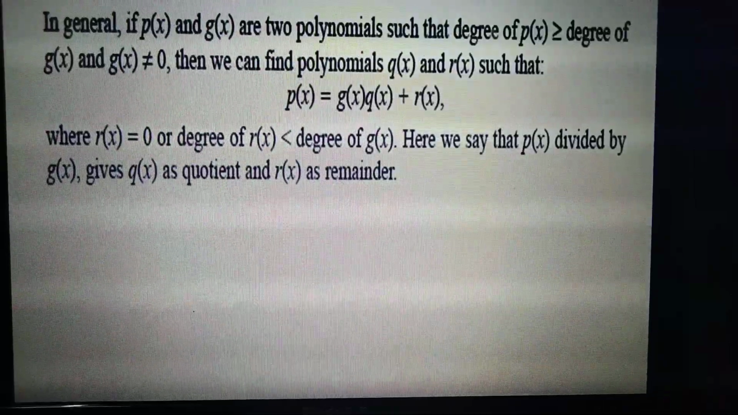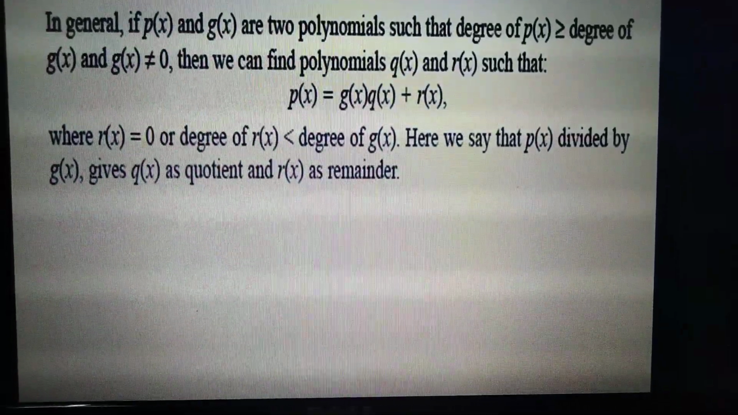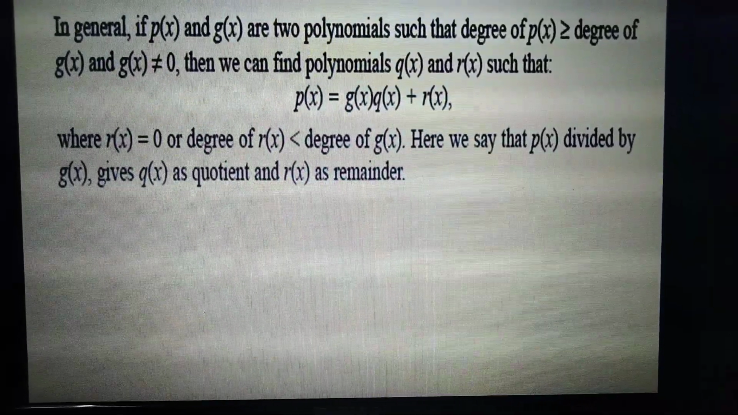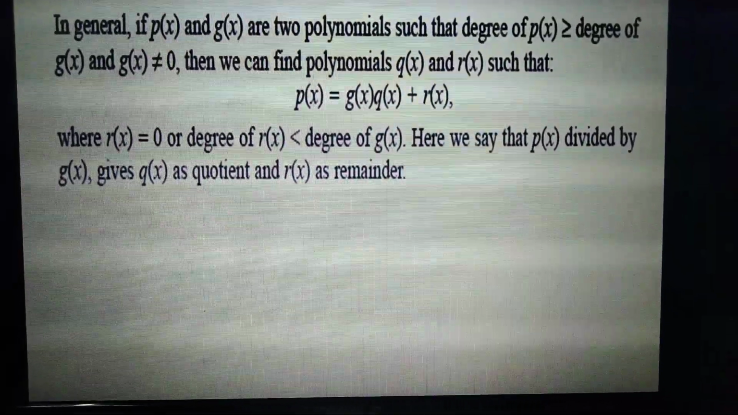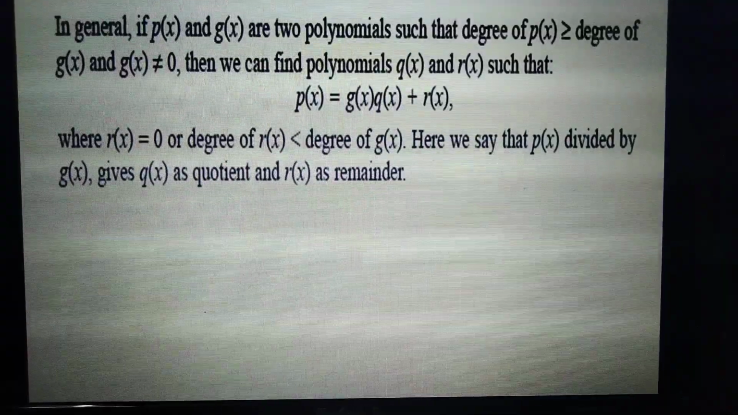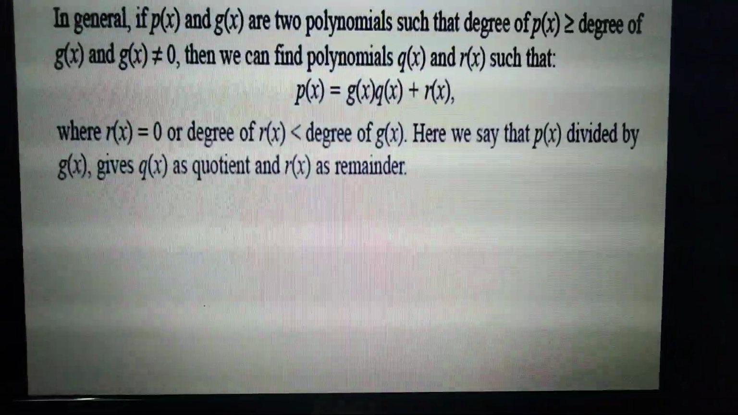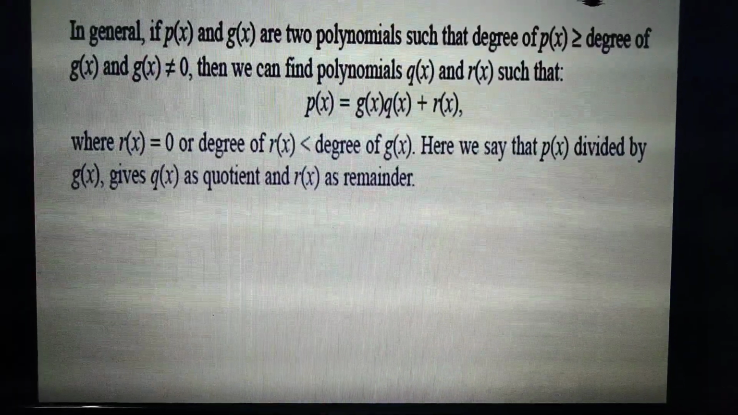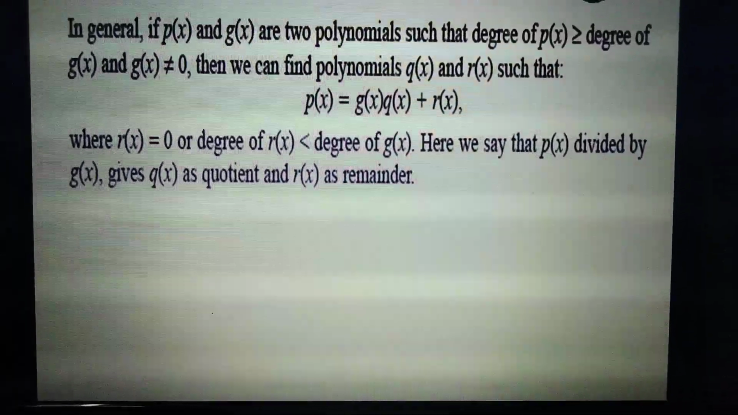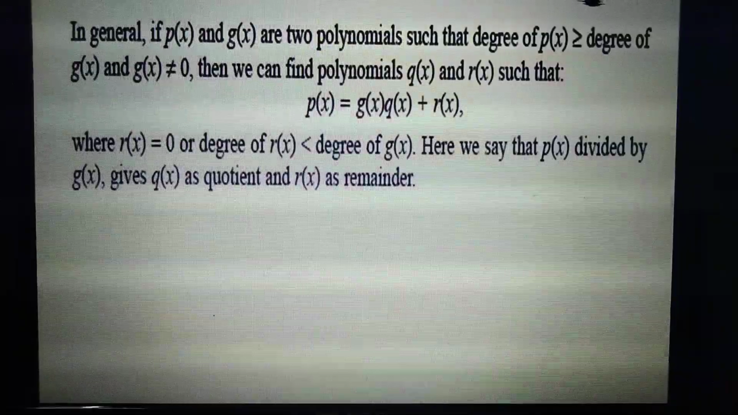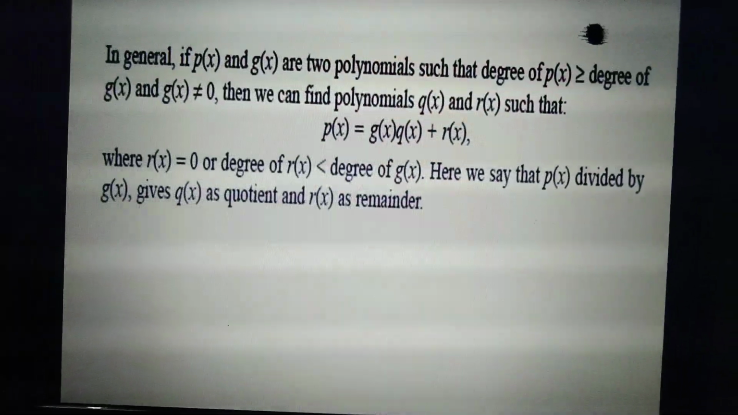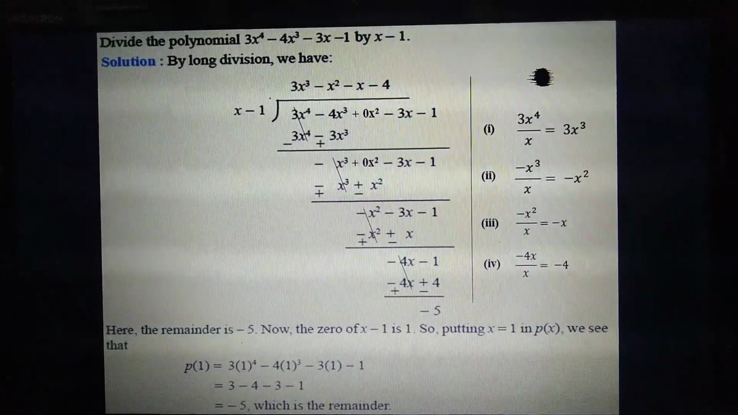Here we say that p of x divided by g of x gives q of x as quotient and r of x as remainder. P of x is the dividend, g of x is the divisor, q of x is the quotient, r of x is the remainder. Let us see one more example.